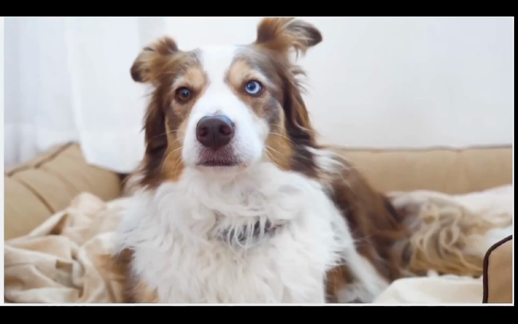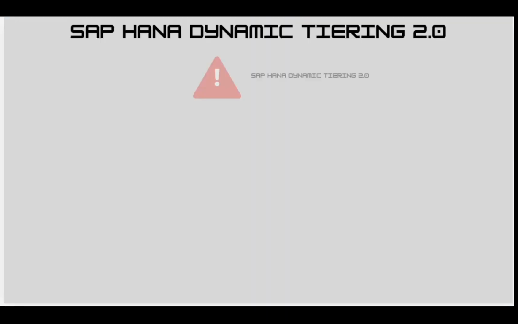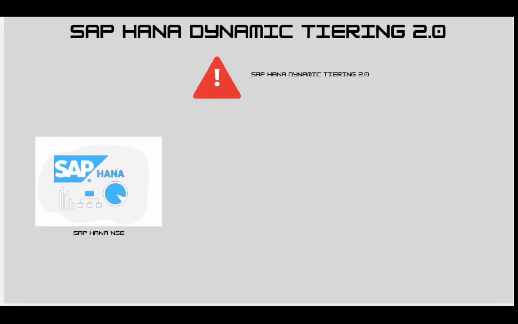But there's a plot twist. SAP has deprecated HANA Dynamic Tiering. Yep, it's still around, but don't expect any more shiny updates. So what does that mean to you? Well, the big recommendation from SAP is to migrate to SAP HANA NSE. HANA NSE stands for Native Storage Extension. That's the future of warm data management.